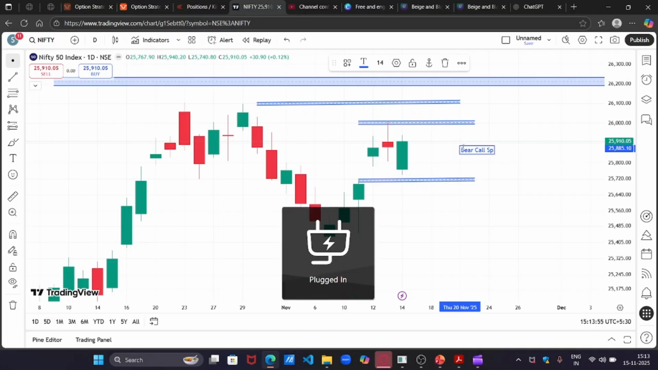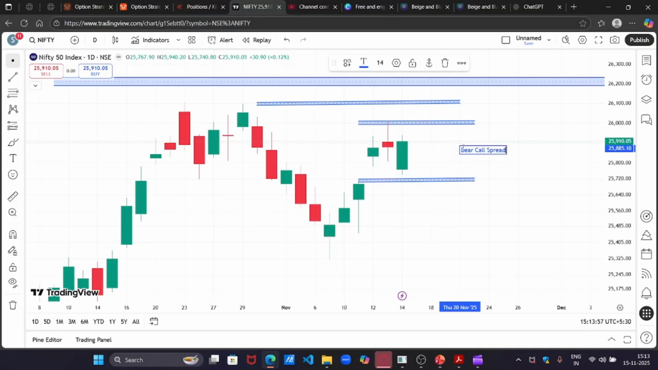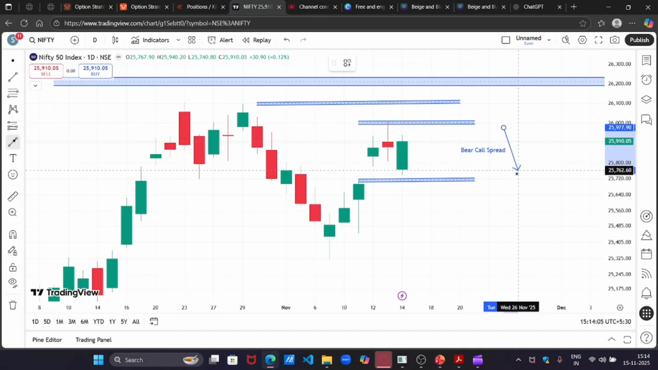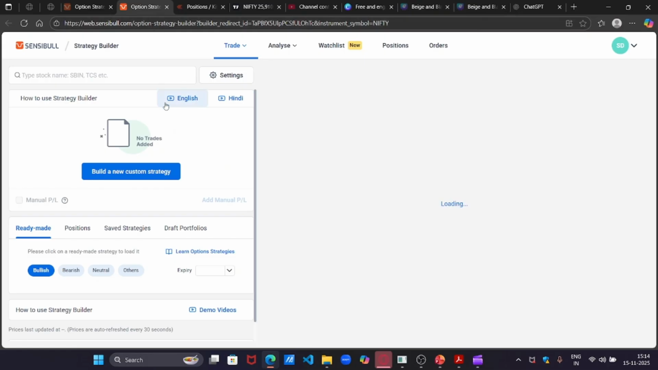And I'm going to have two legs. So I'll create a bear call spread, which basically means that my direction is downwards, right? So let's go and create this.